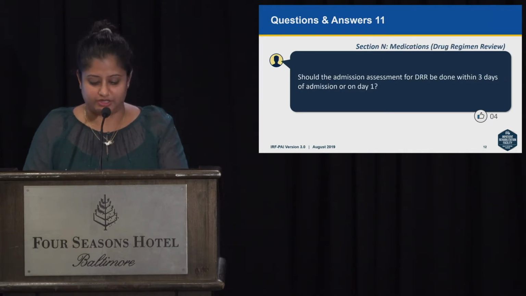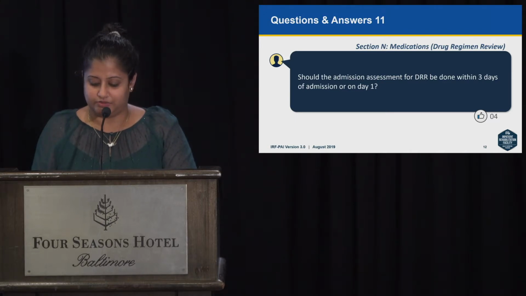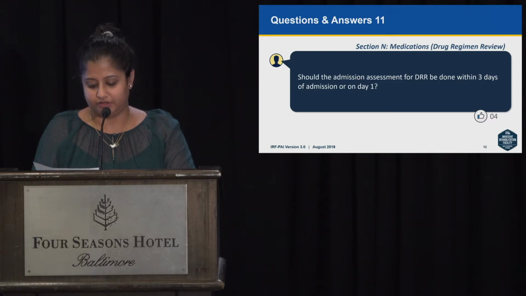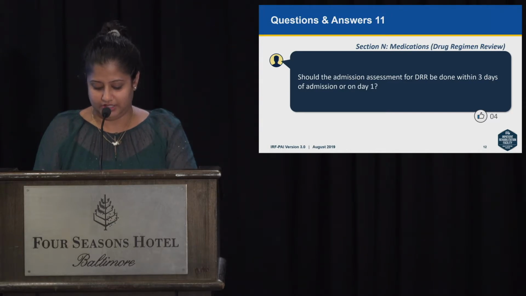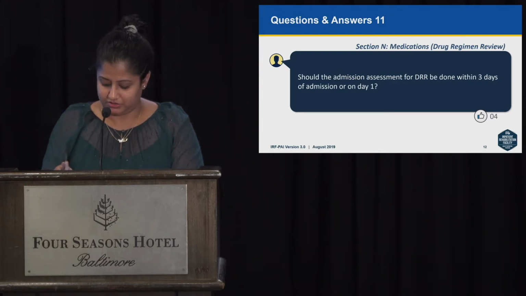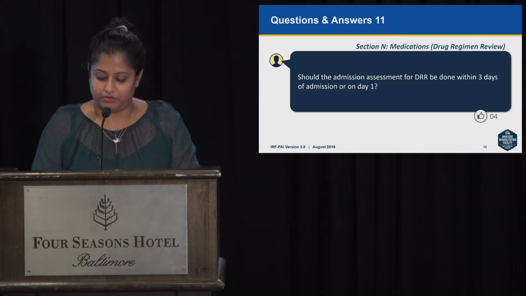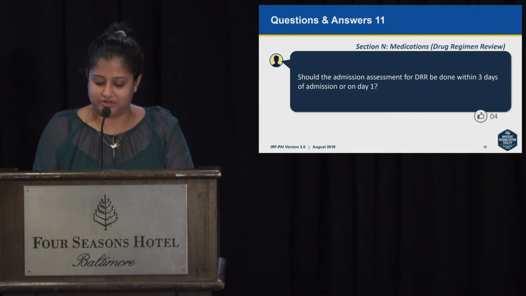Okay, we have some DRR questions now. Is admission assessment for DRR also done within the 3 days of admission or on day 1? IRFs would follow best practices by conducting the drug regimen review as soon after the patient's admission as possible. DRR items N2001 and N2003 would be completed upon admission or as close to the actual time of admission as possible. Any clinically significant medication issues identified during the drug regimen review or at any other time throughout the patient's stay must be addressed by midnight of the next calendar day.